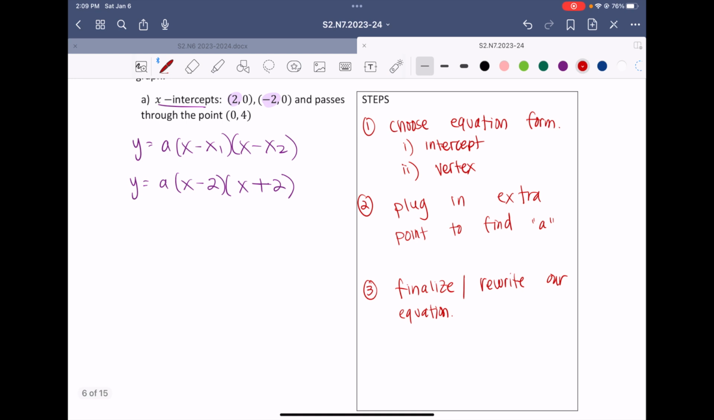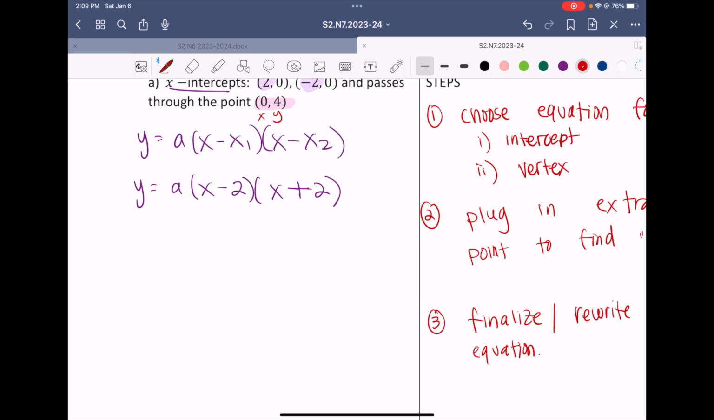Okay, so we have our extra point. This point is 0, 4. We're going to use this. We're going to grab the x value and the y value from that. Everywhere there's a y, we're going to plug in a 4, just like we did last time. Everywhere there's an x, we're going to plug in a 0. Fantastic. And now what we have is an equation with one variable.